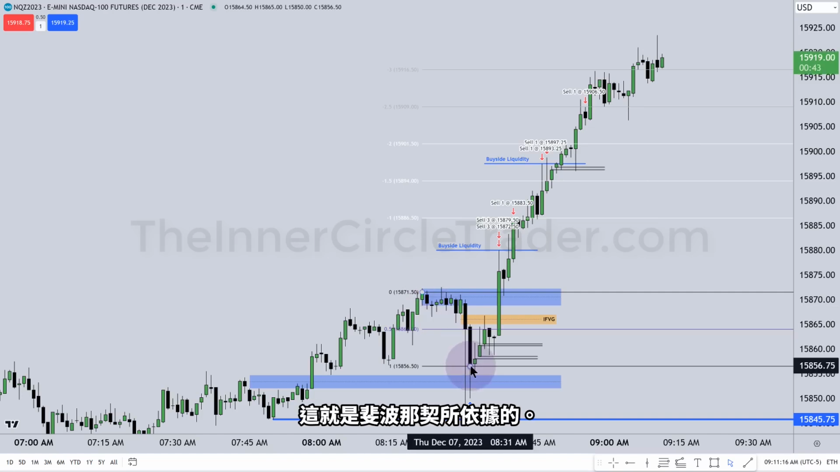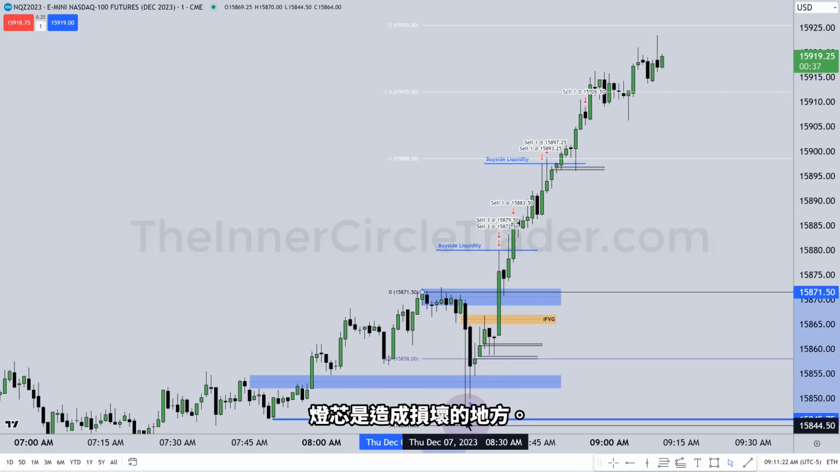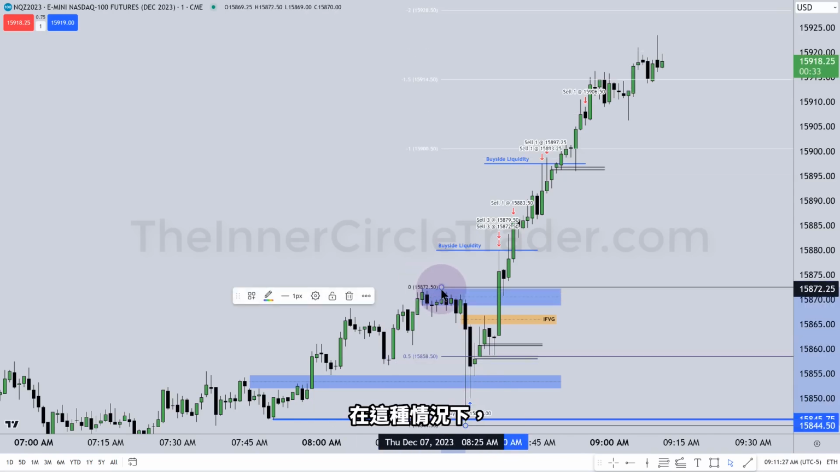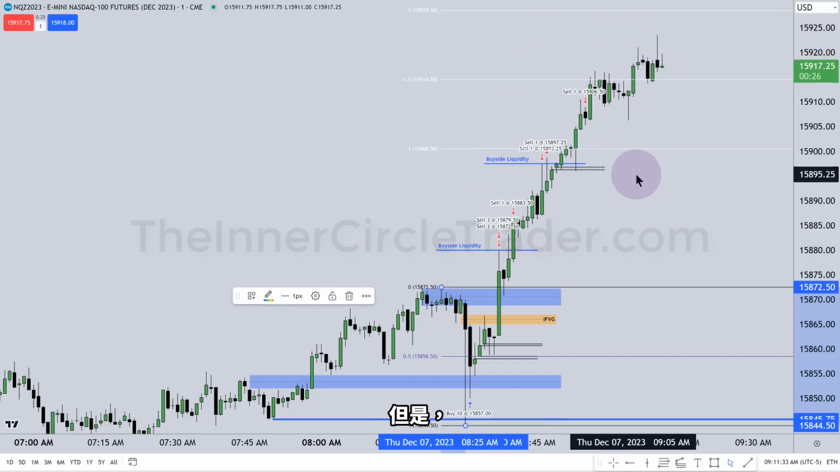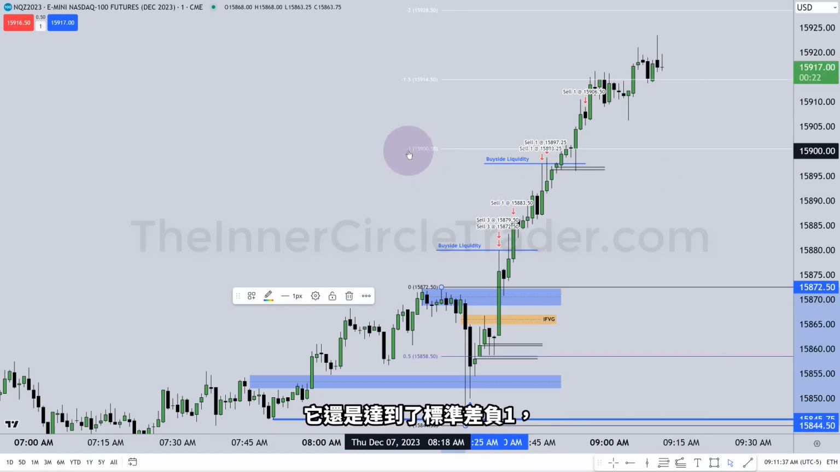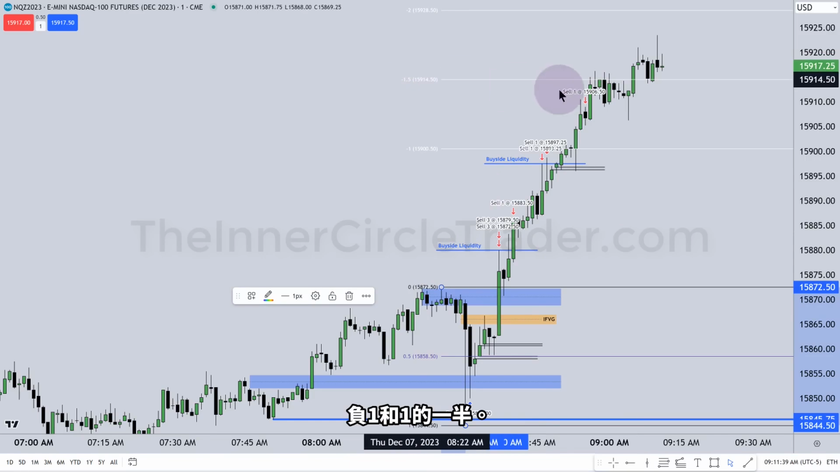Now, that's the one I like to look at most because the volume is predominantly shown by the bodies. The wicks are where the damage is done. But for an extreme measurement, this is how you would do your Fibonacci in that case. So these are all really, really best case scenarios for blow-off type moves. But still, you can see, nonetheless, it went to standard deviation -1, -1.5.